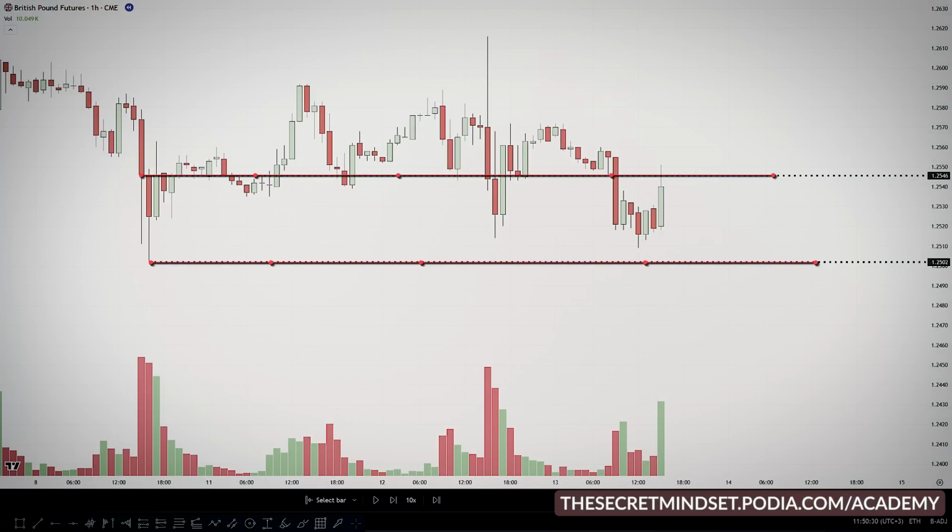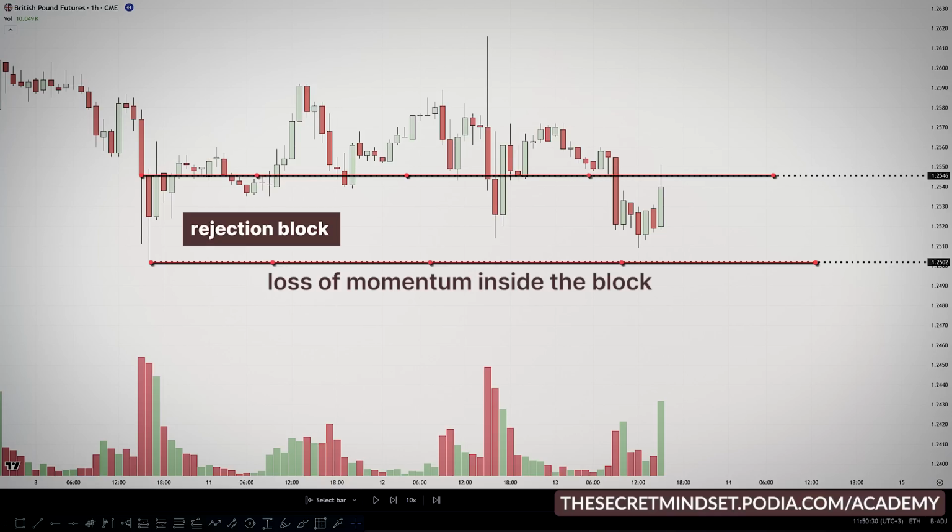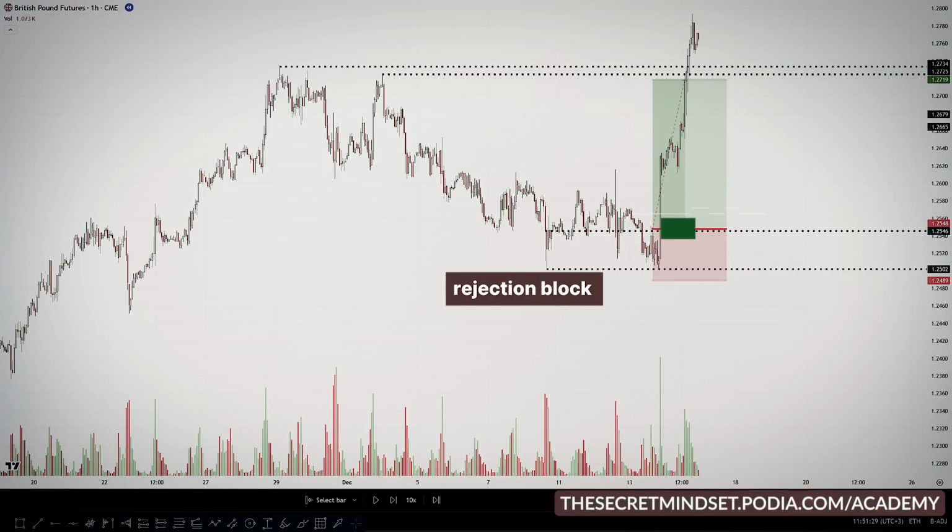As price approaches the rejection block, it starts to slow down. The candles get smaller, showing loss of momentum. Then price touches the rejection block and immediately forms a bullish candle. This candle has a higher volume than the previous candles. So once again, this is a sign of strength. So the play here is a long trade as the bullish candle closes, placing your stop loss just below the rejection block.